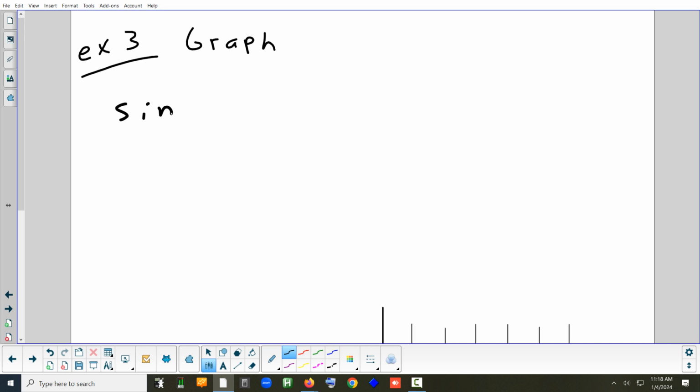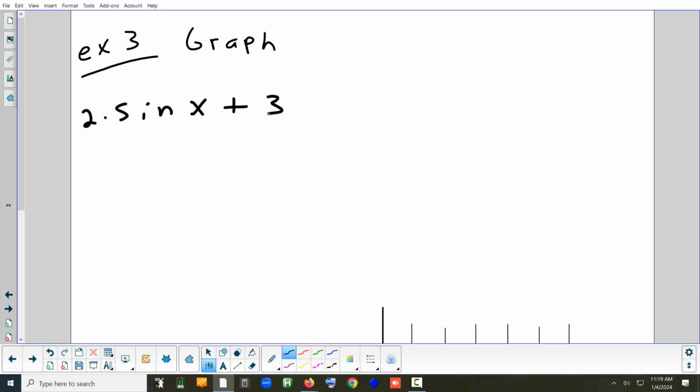Let's do 2 sine x plus 3. All right. What's the 2 going to do? Yep, that's a vertical stretch. And what's the 3 going to do? Vertical shift. Vertical stretch, vertical shift. That's why the order matters. You're doing 2 things that are vertical now.